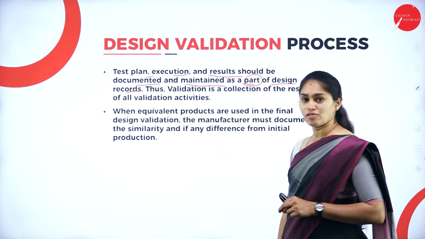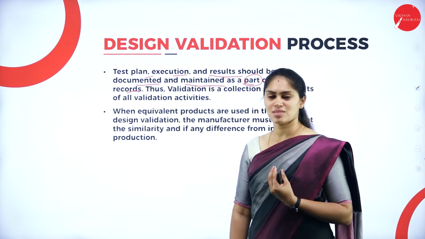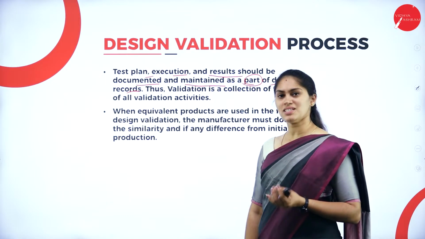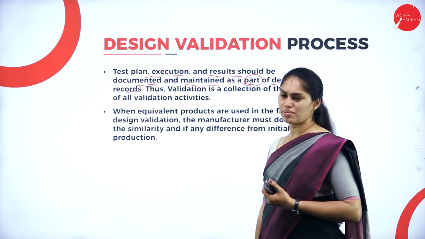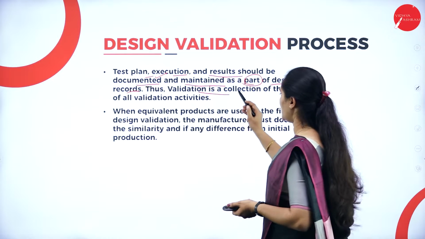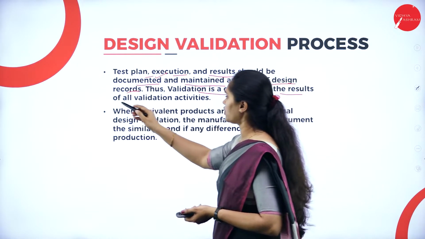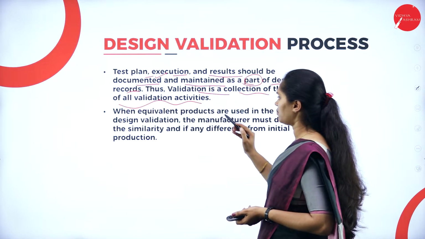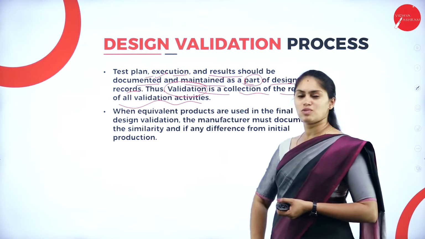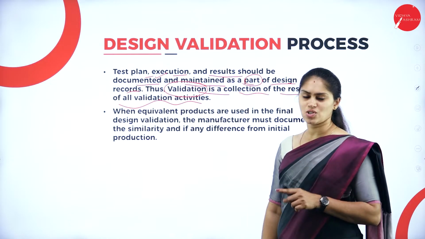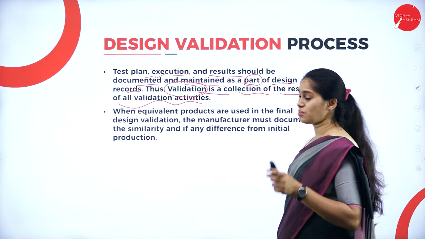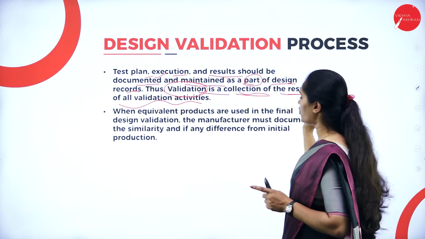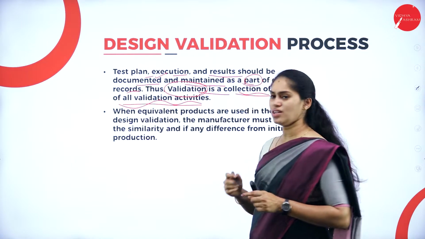Why? Because if I want to make any changes, if any modification needs to take place, at that time this documentation or record is going to help us a lot. So, validation is a collection of the results of all the validation activities. Very, very important: what is verification and validation can be asked for 2 marks. So, what is validation then? It's a process. It's a collection of all the results of the validation activity.